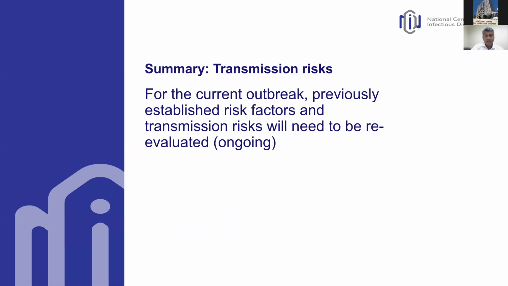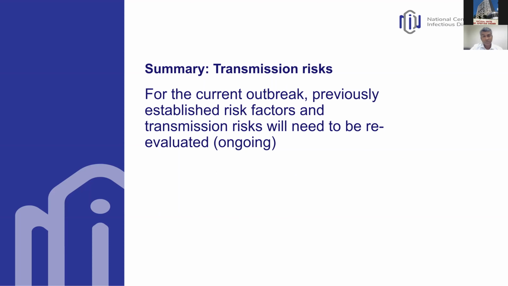But for the current outbreak, previously established risk factors and transmission risks will need to be re-evaluated, and all of these are ongoing, and we need to see. For the transmission risk, we do have some ideas that it could be related to certain population groups and certain activities. Currently it is MSM, men who have sex with men, maybe at slightly higher risk, but we're already seeing infection among children here and there. So the risk profile will change. We need to be aware of that and keep a close eye on this data as it comes out.